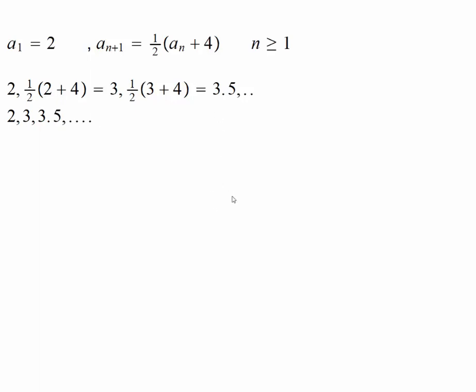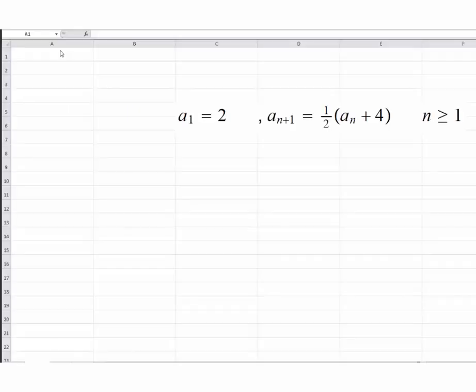So what we are going to do now is see how to describe this sequence by using the spreadsheet Excel. Okay, so let's write the value of the first term here. And then the second term will directly depend on the first term in the following manner: we have 1/2 times the first term plus 4.